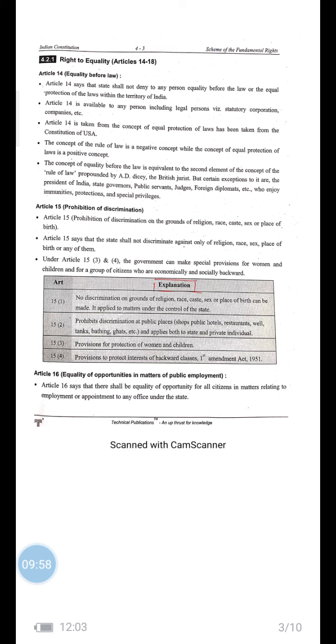Then after Article 15, it says still the discrimination against religion, race. Under Article 15 (3) and (4), the government can make special provision for women, children, and groups of citizens who are economically and socially backward.